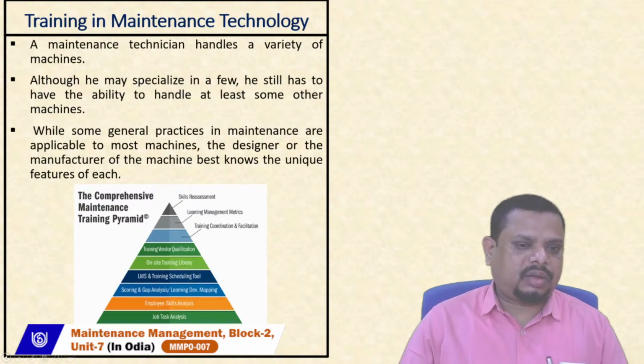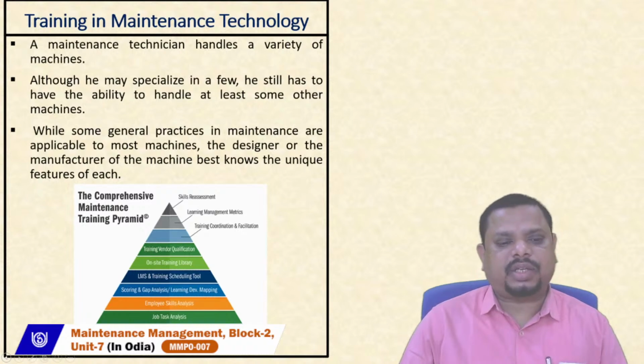At the top, first we have skill reassessment. The learning management metrics should be done. Then training coordination and facilitation should be done. So these are the topmost priorities in providing training in maintenance technology.